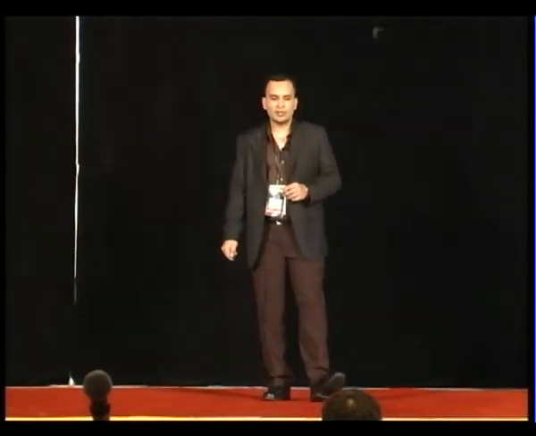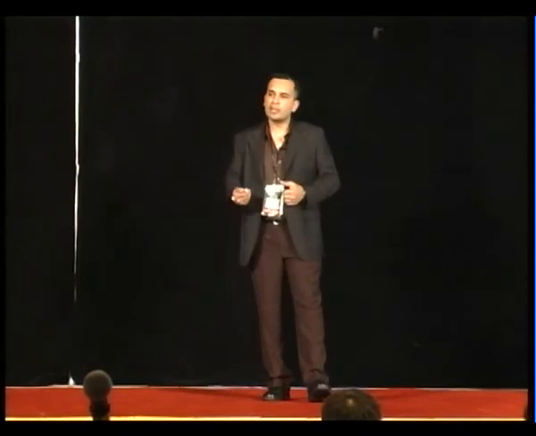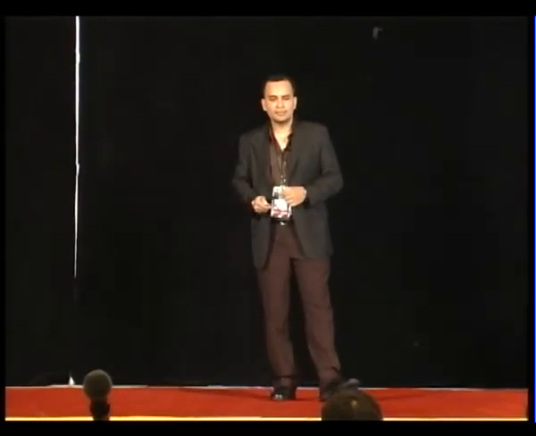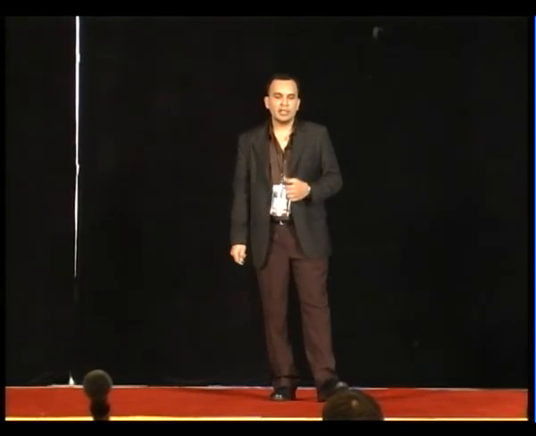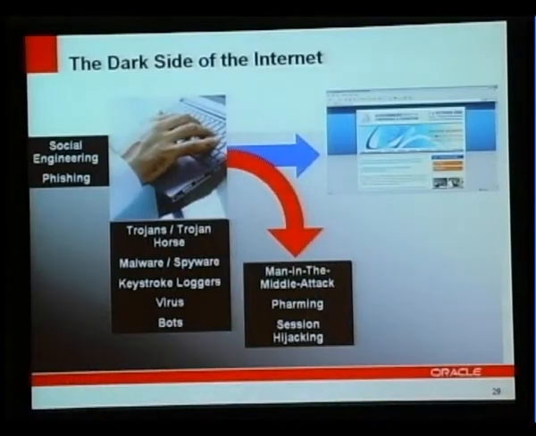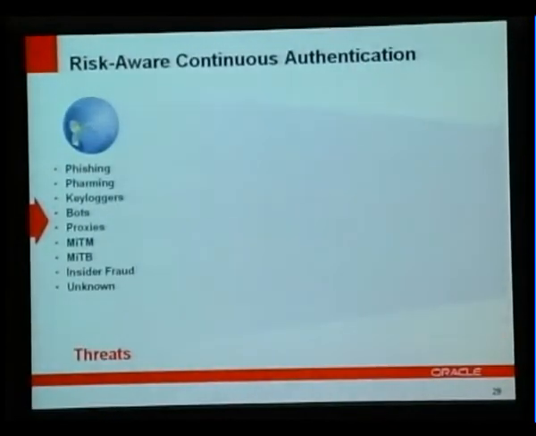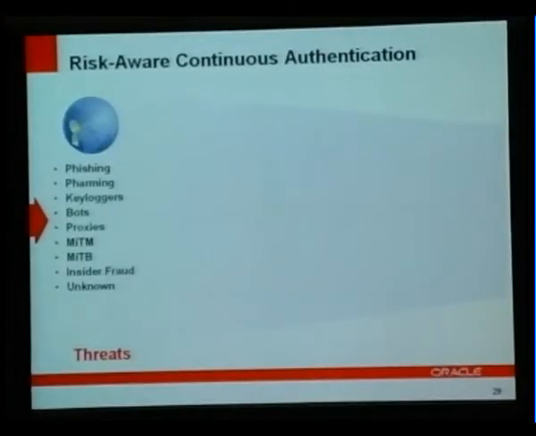So we talked a little bit about managing provisioning, a little bit about role management and so forth. We'll look at what is more relevant to application security, where there is a need to uniquely identify and secure access. So here, as we all know, there's a dark side of the internet, and social engineering, phishing, bots, and man in the middle and whatnot. So there's a need for risk-aware continuous authentication.